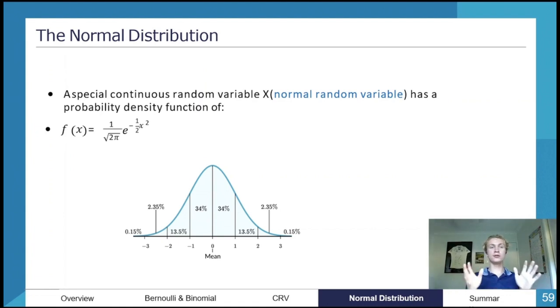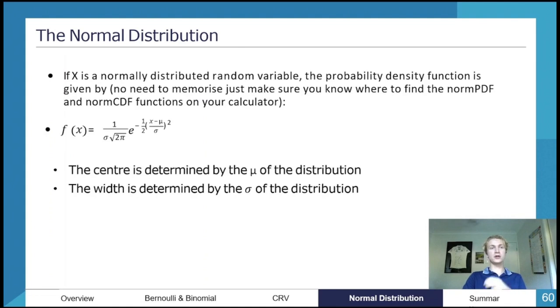Well, we can just take the probabilities, and we're going to go into those in a second. If x is a normally distributed random variable, the PDF is given by this formula. No need to memorize it, just make sure you know where to find normPDF on your calculator. If you're finding probabilities, you would also need normCDF, for example. You should look up what these equivalent functions would be on your calculator to calculate the probability.